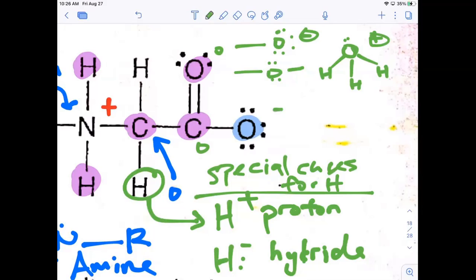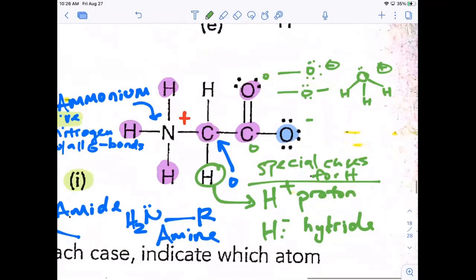What's the overall charge on that molecule? 0. It's neutral, isn't it? Because nitrogen is positive and oxygen is negative. Is that right? Yes, the total charge on that molecule is going to be 0.